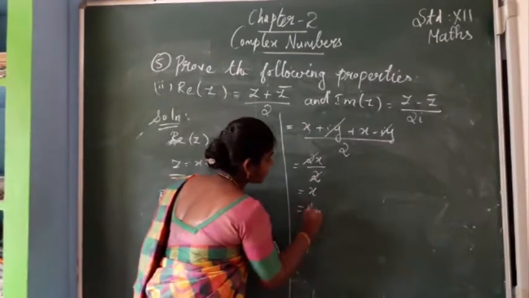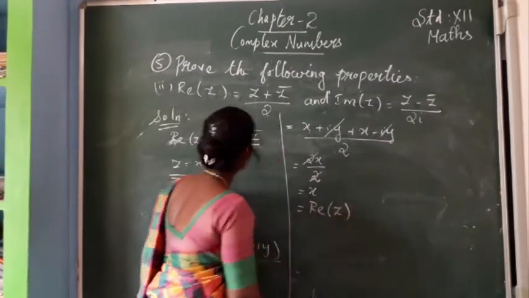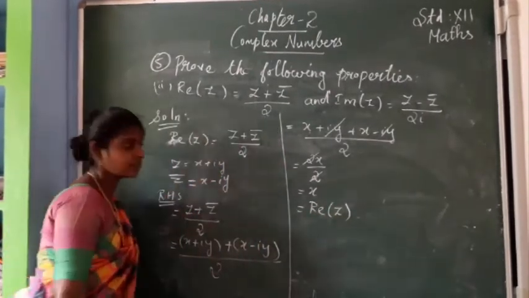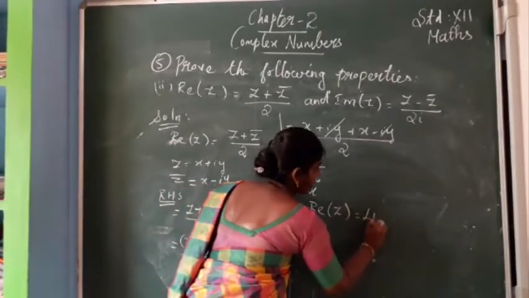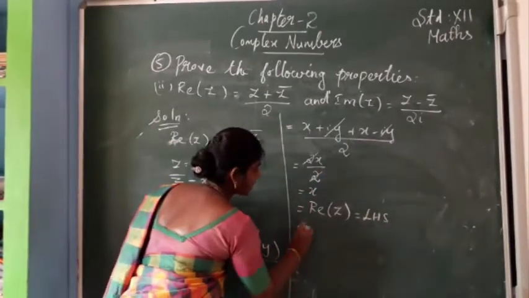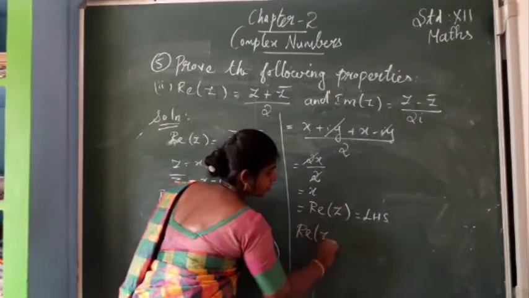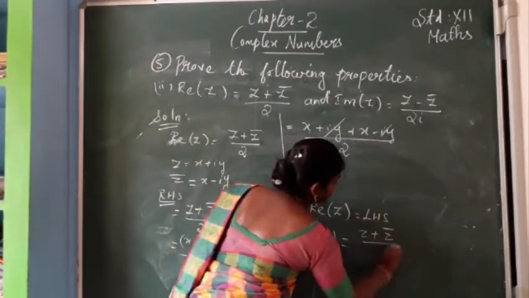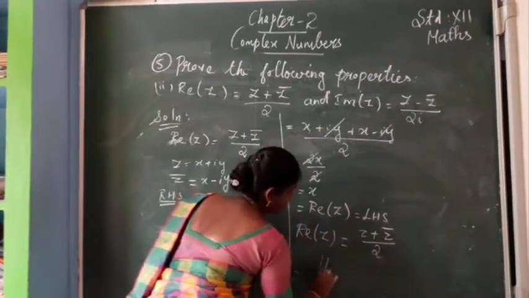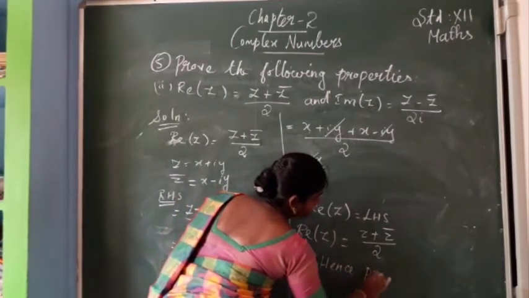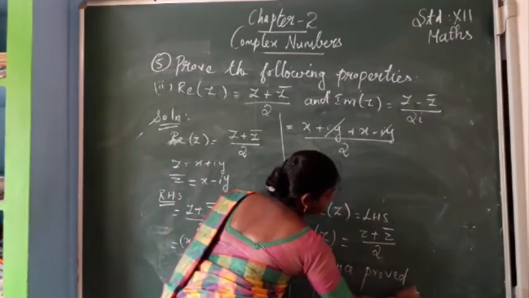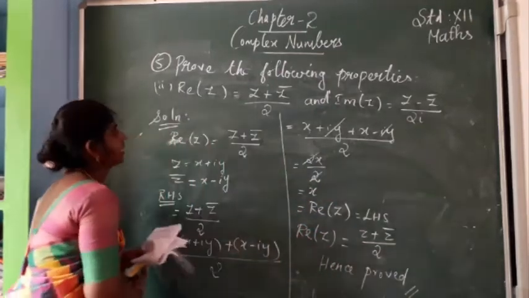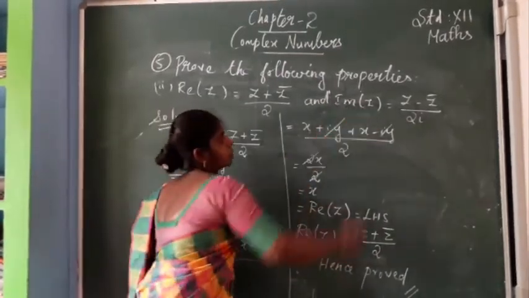This is the real part of z. So you have to find the real part of z, that's equal to LHS value. So real part of z equal to z plus z bar divided by 2, hence proved. Next, we have to find the imaginary part of z.